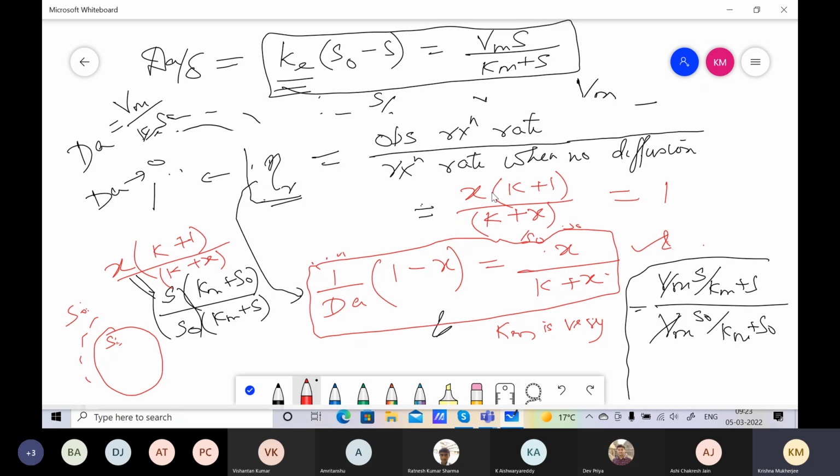Now let us look at the other thing. As X changes, what happens when X becomes close to 1? As X tends to 1, then also it will be 1. Then again, the efficiency is 1.